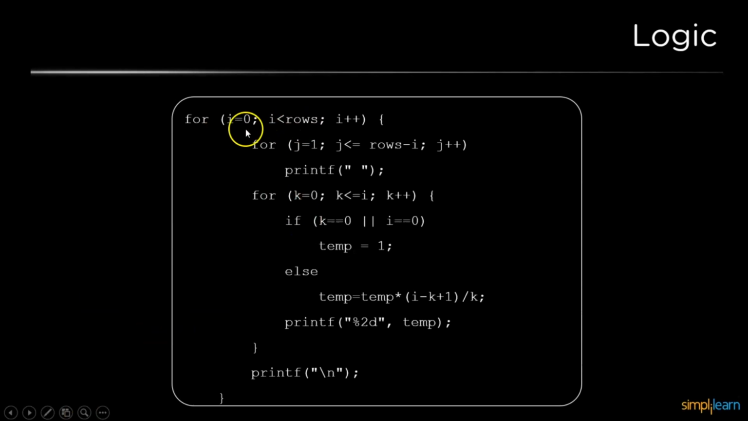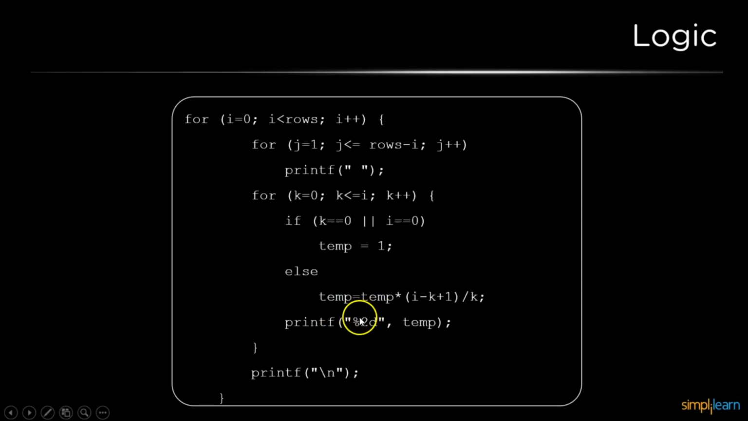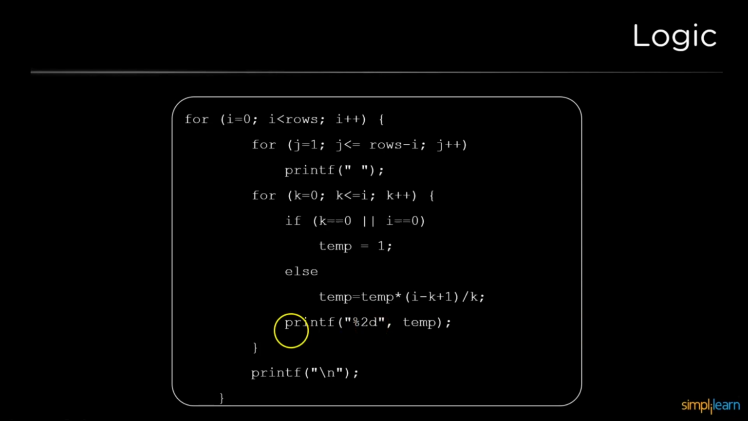So here, as you can see, we have for loops and we have the counter variables i, j and k. Here we are using a temporary variable. If this if statement is satisfied, that is k is equal to 0 or i is equal to 0, temp is equal to 1, else temp is equal to temp into i minus k plus 1 divided by k. Then it will print the numbers in the form of a pyramid pattern. So now let's have a look at the output.